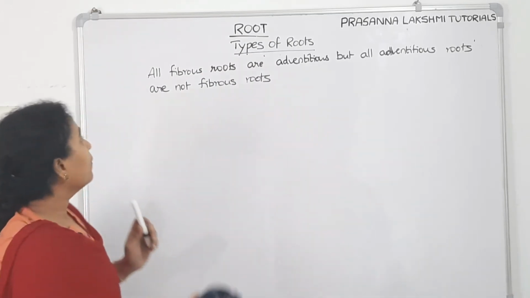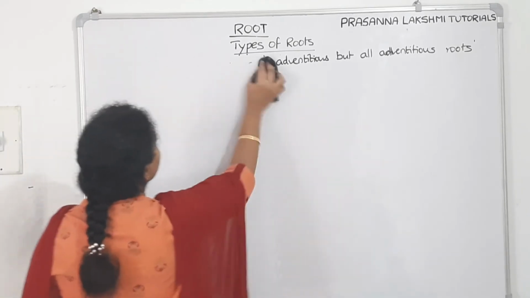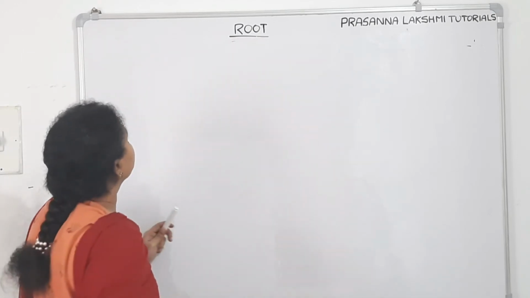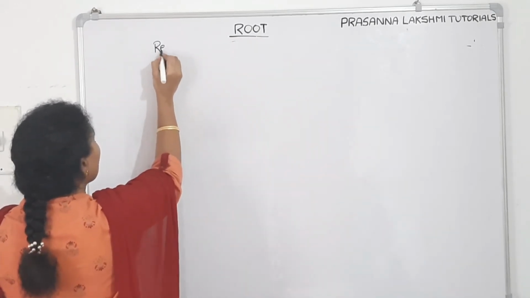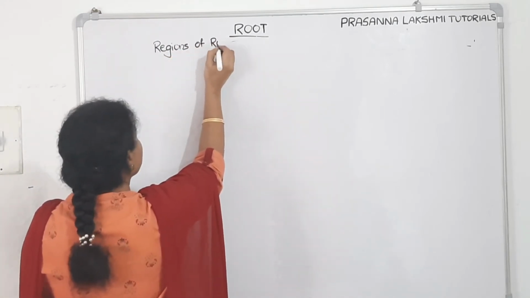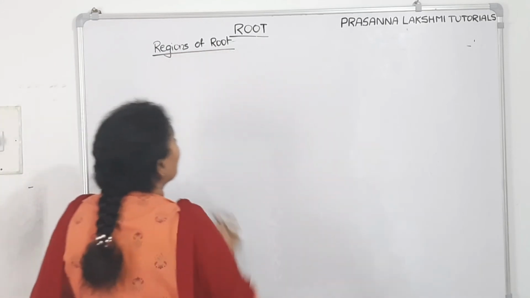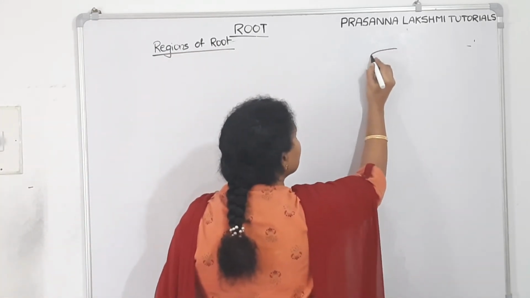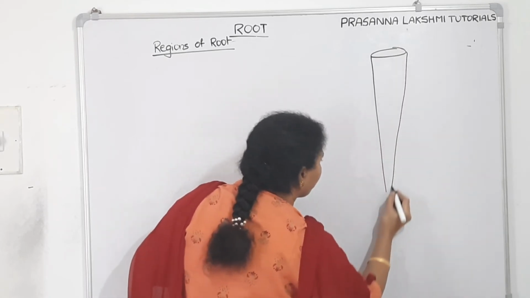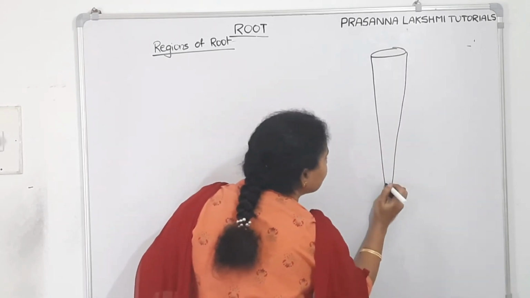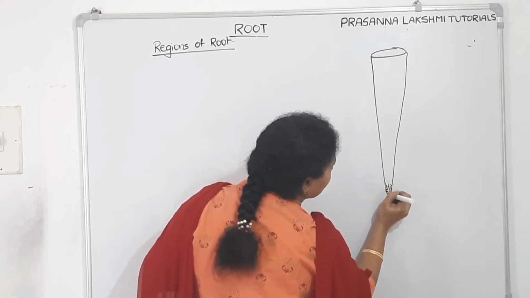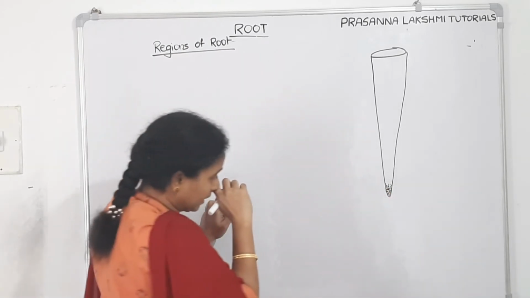Now, next topic, we have to discuss the regions of the root. So, what are the regions of the root? Let's go and discuss the next topic, the regions of root. Now, when we draw the picture and see the regions of the root, here we go. This is the tip. I am drawing the meristematic cells. Root tips and the shoot tips contain meristematic cells.